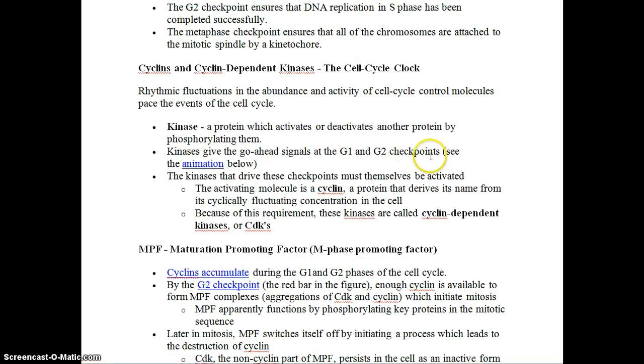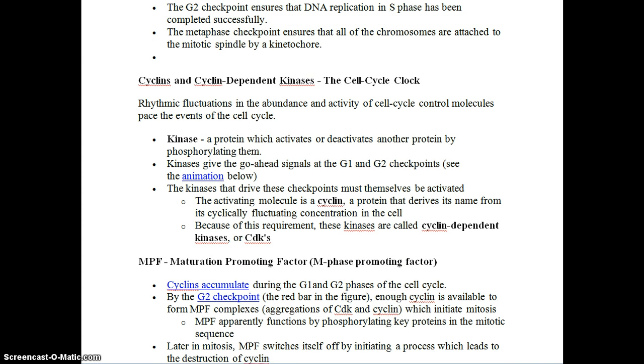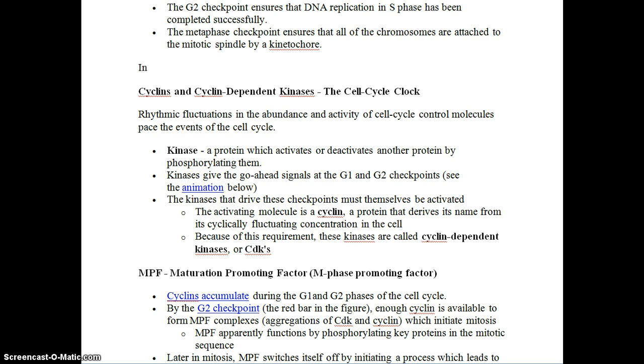Well, I told you in class, really we separated it into two types of regulation controls. We have internal and we have external. Excuse my typing.